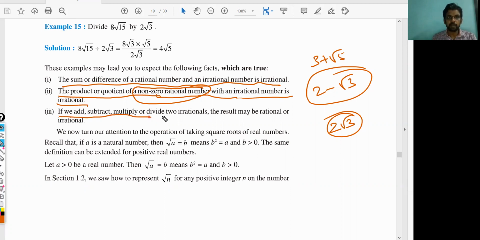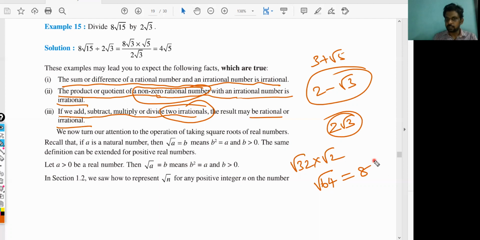If we add, subtract, multiply or divide two irrational numbers, the result may be rational or may be irrational. For example, if you are multiplying root 32 by root 2, root 32 is irrational because it is not a perfect square number, and root 2 is also irrational. So the product is root 64, which is rational.